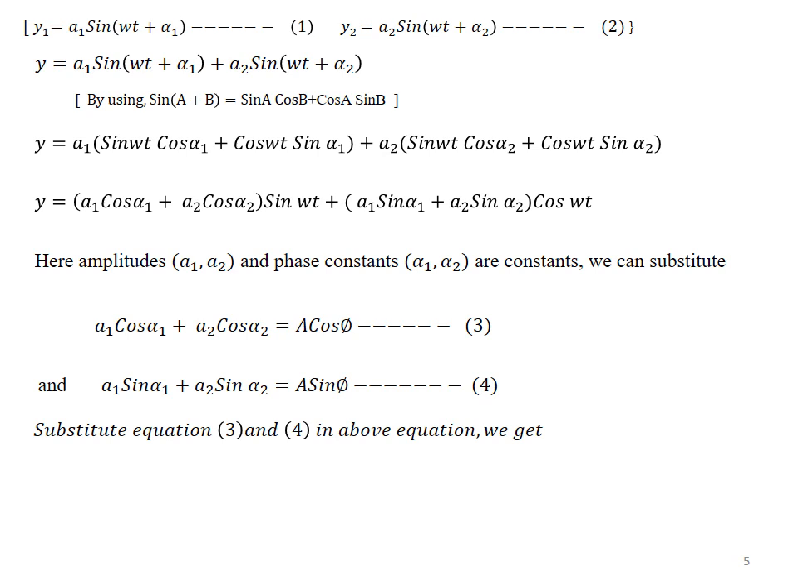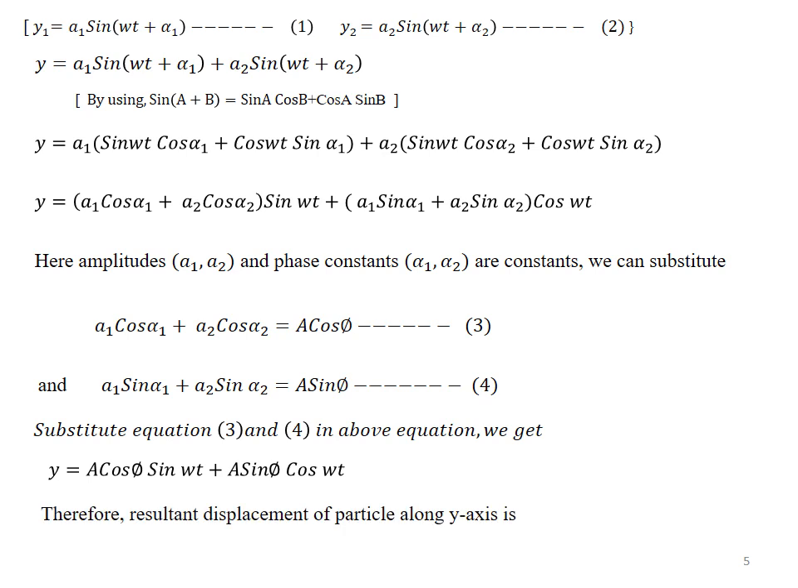Therefore, from equation 3 and 4, the above equation becomes y is equal to A cos phi sin omega t plus A sin phi cos omega t. Therefore, by using the identity sin(a plus b) is equal to sin a cos b plus cos a sin b, the resultant motion of the particle is y is equal to A sin(omega t plus phi), equation number 5.